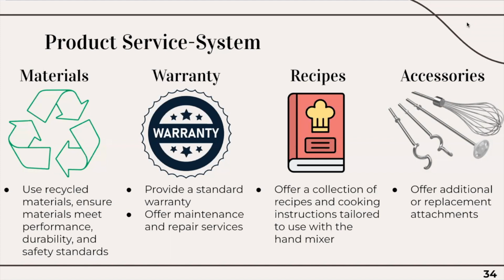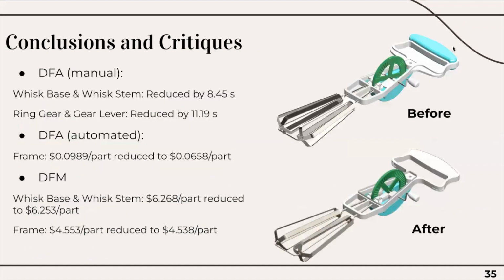In addition to making a product that is liked by the consumer, we also want to develop a product service system. Some of the things that we would potentially look into are using recycled materials, providing a standard warranty, creating a book of recipes that are catered towards the use of our hand mixer, and providing other accessories or attachments that one could replace on our device.